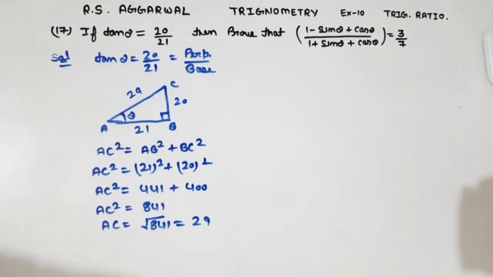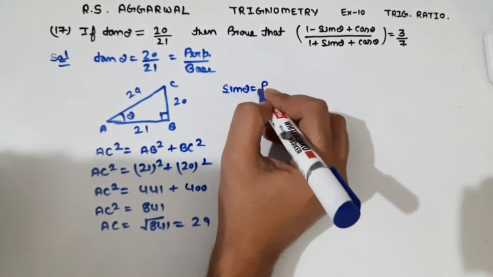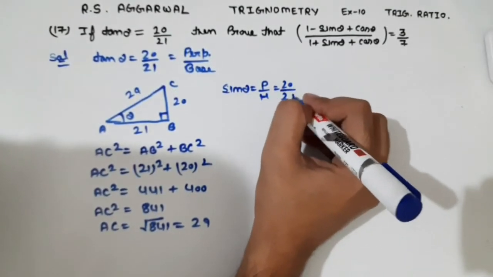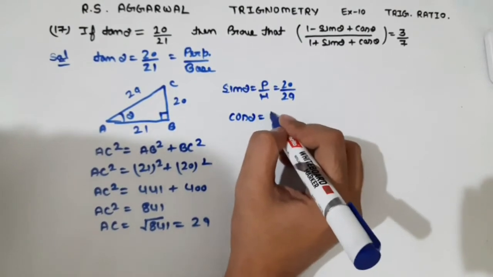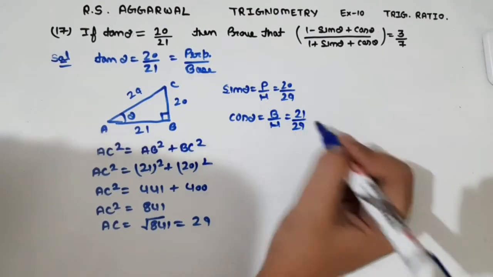So now our sin theta will be perpendicular upon hypotenuse. So our perpendicular is 20 and hypotenuse is 29, and cos theta will be base upon hypotenuse. So our base is 21 and hypotenuse is 29.